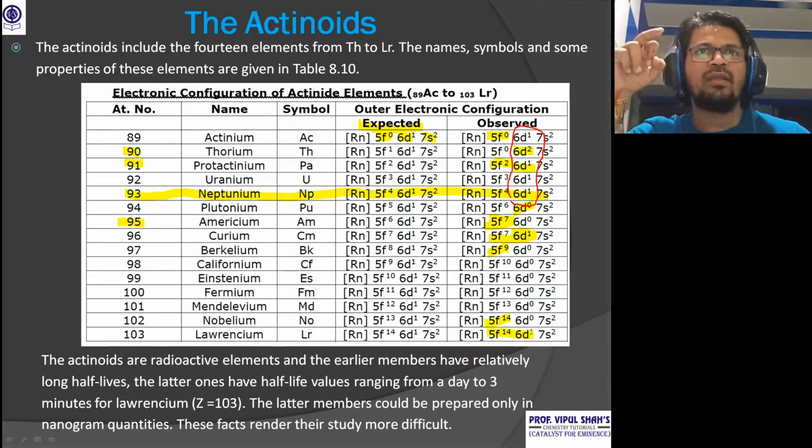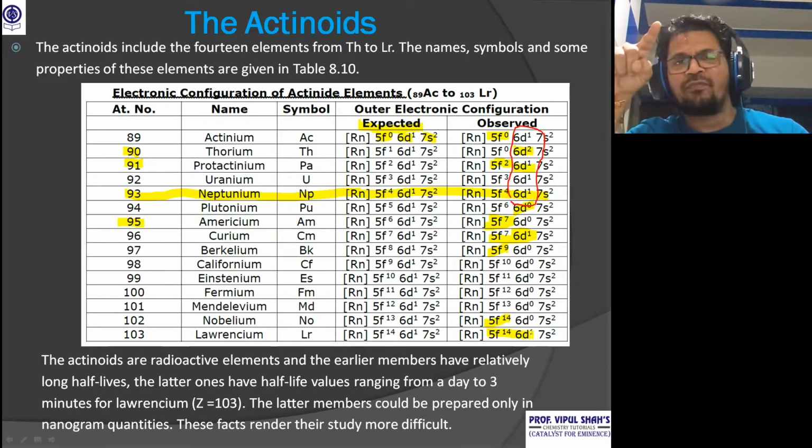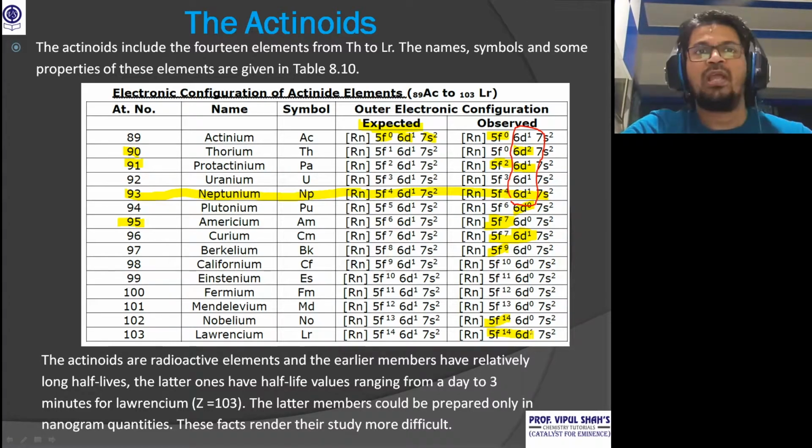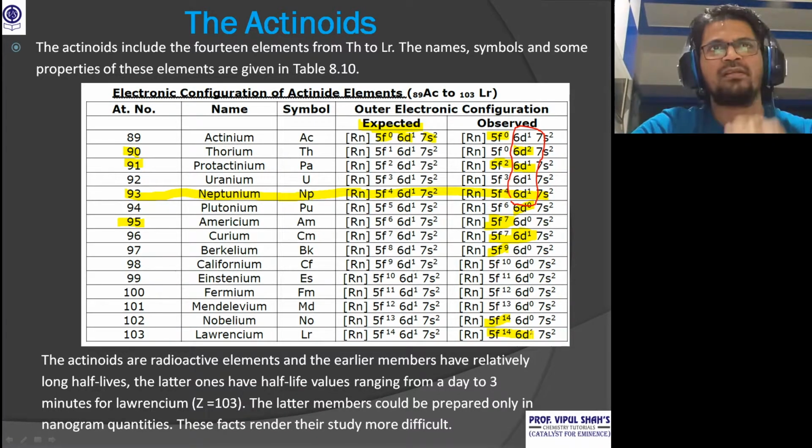But in between we have thorium, which has the 6d2 exception, until 93; basically from 89 to 93 the 6d1 electron is retained. Clear? Now the mnemonic for this, very easy, listen carefully.